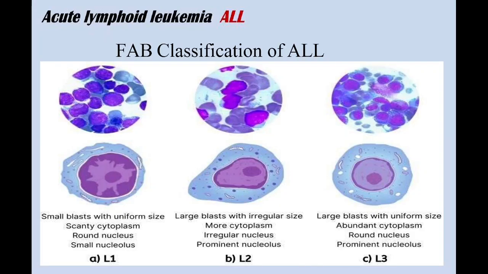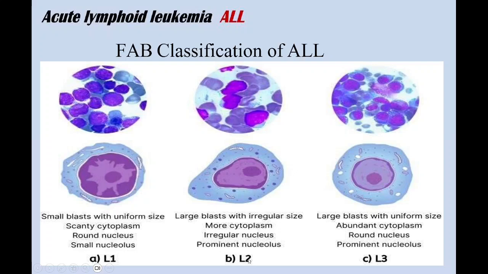Now let us discuss classification. Classification is by FAB classification and WHO classification. FAB is the oldest method of classification. Now most doctors follow the WHO classification for treatment. According to FAB classification, there are L1, L2 and L3, three lineages. In L1, the blast size is small and uniform, with scanty cytoplasm, round nucleus and small nucleolus.